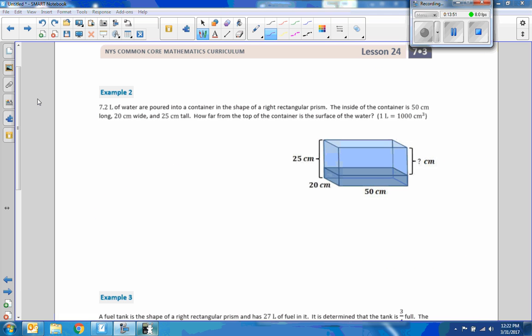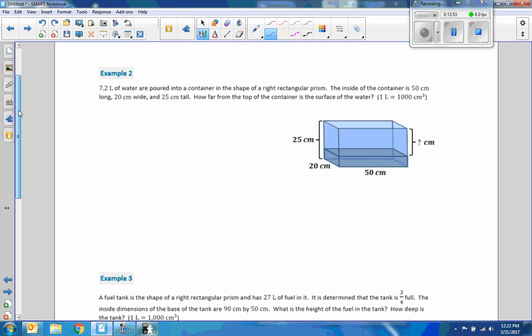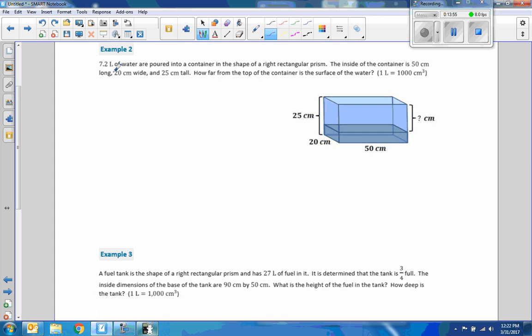Okay, here's example 2, and it says 7.2 liters of water are poured into a container in the shape of a right rectangular prism. Here they're giving us the liters. Inside the container is 50 centimeters long. Okay, so here's the key right here. They're making it easier for us.